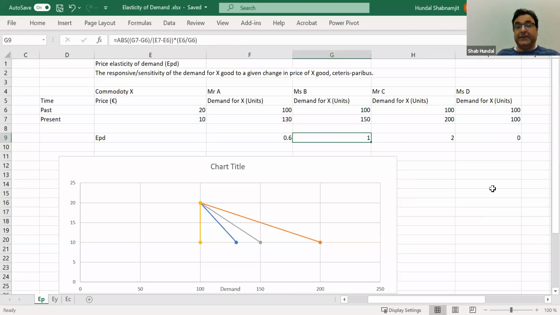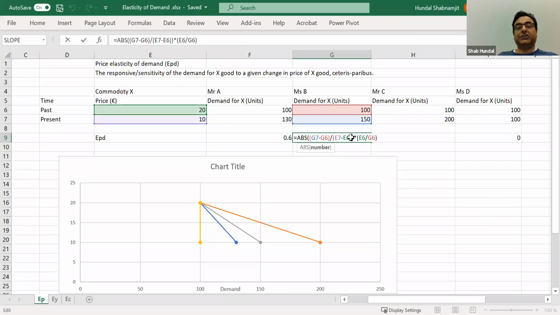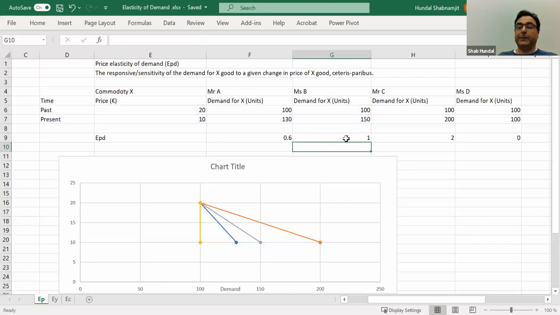And here we have one more person, Miss B, sorry, I have to be general, balanced. And here we find that for the same change in the price, the reaction in terms of change in demand by Miss B is stronger than that by Mr. A. And you can see that I apply the same formula, and the coefficient is 1.